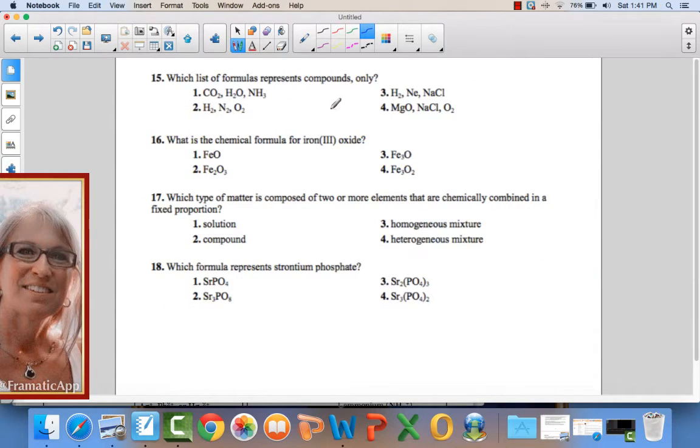Which list of formulas represents compounds only? Well, this is a diatomic element. This is a noble gas, and that's a compound. So only have one compound. That's not it. Magnesium oxide's a compound, sodium chloride's a compound, and that's a diatomic element.